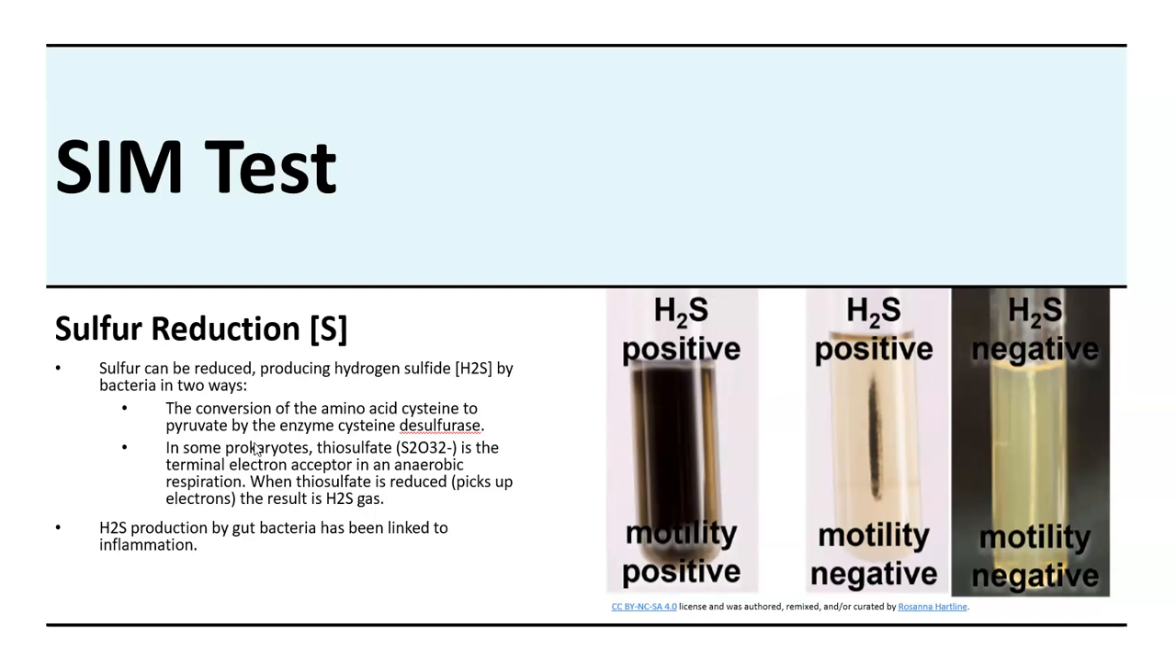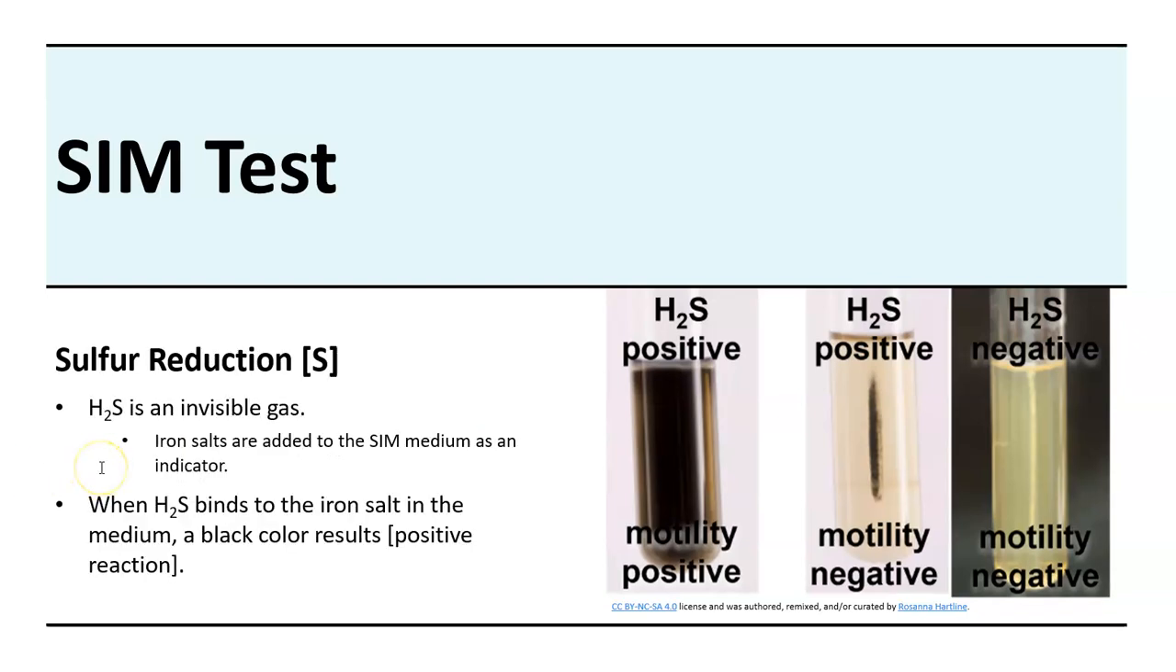Why is this important? Well, bacteria that are able to produce hydrogen sulfide gas have been linked to gut inflammation. A lot of GI pathogens, when they get into the gastrointestinal system and release this hydrogen sulfide gas, cause severe inflammation within the gastrointestinal system, which can cause vomiting, diarrhea, cramping, the sorts of things that we would expect amongst GI pathogens, things like salmonella.